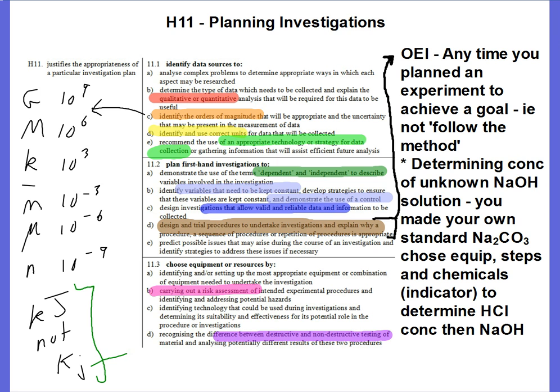And one of these, just as an example, if you're asked about an OEI you could talk about, is determining the concentration of our sodium hydroxide sample. You're given some Winchester flasks of sodium hydroxide, and it was your job to design a method to figure out the concentration of that sodium hydroxide. And all of you chose to do a titration. You chose and designed your own standard of sodium carbonate. Then you chose the equipment, the steps, the chemicals, the indicators. You chose your calculation techniques to, first of all, figure out the concentration of hydrochloric acid, and then use that to titrate the sodium hydroxide. That's an example of an OEI investigation you did in your coursework this year.